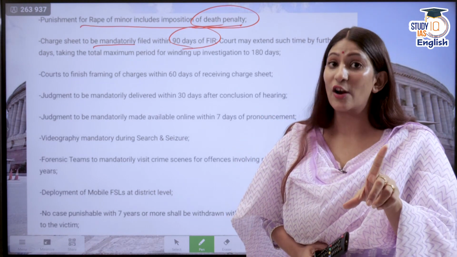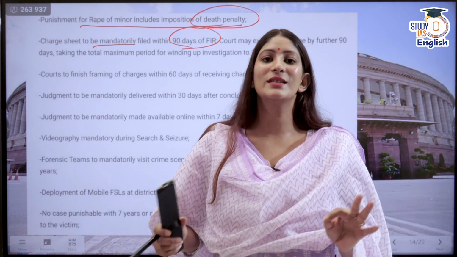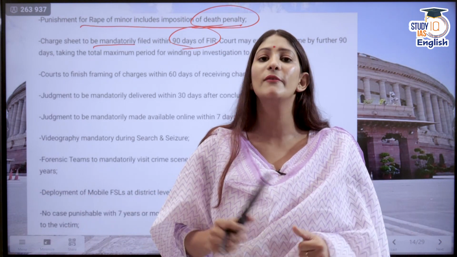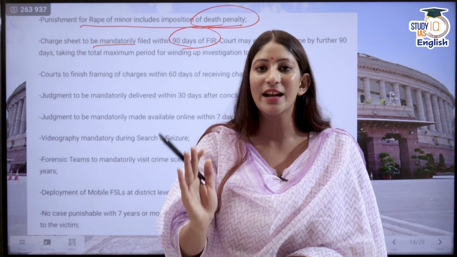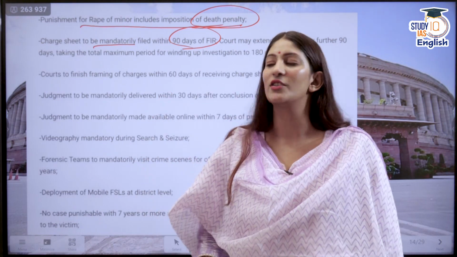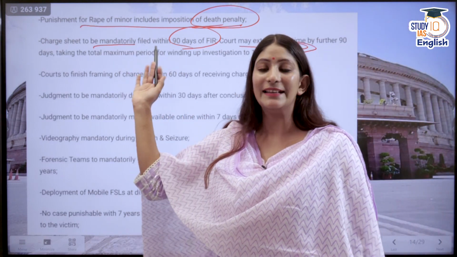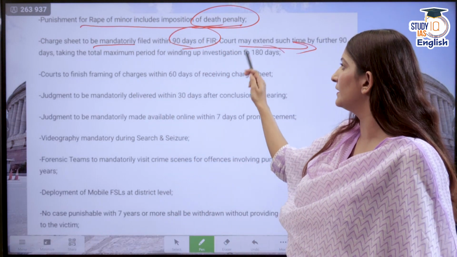And also there is a lack of manpower. Sometimes the investigation officer, the police, who is dealing with one FIR can also be dealing with other FIRs. So we have a lack of human resources as well. That should not strike upon the quality of the FIR and the charge sheet. Now the court may extend such time by a further 90 days. The total time to wind up the entire case is 180 days.